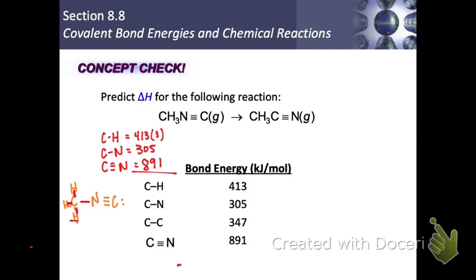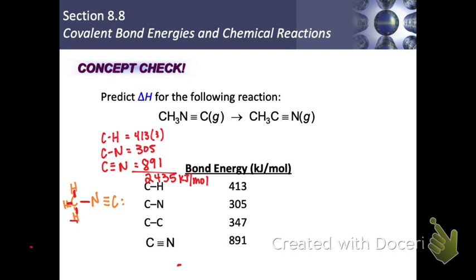Okay, 413 times 3 plus 305, 891. So that gives me on the reactant side 2435 kilojoules per mole. Did I have any coefficient there? No. If I did, I would have to take that into account, right? If I had 2 of these molecules, I would take that whole thing times 2 because I'd be breaking twice the number of bonds. Capiche? Okay. All right, so I don't have a 2 there, so I'm not going to do that.